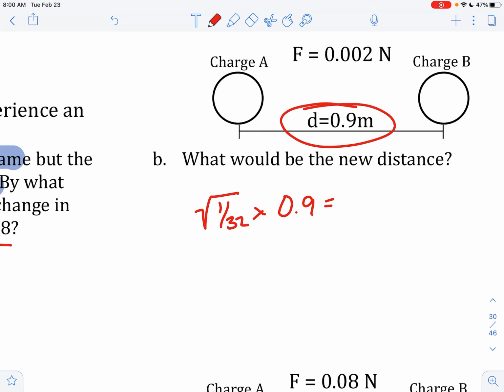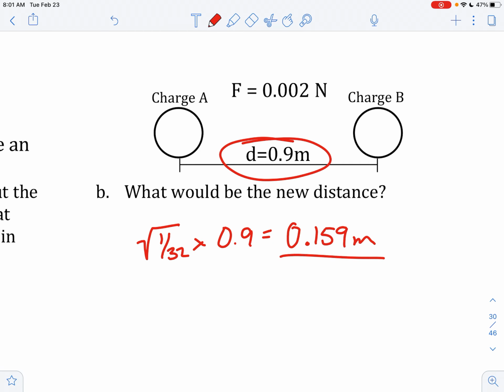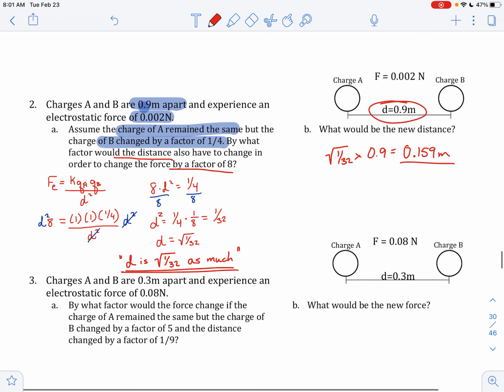If you stick around, you'll get the answer here. I'm not going to spend my time trimming and putting two videos together later. The square root of 1 divided by 32 times 0.9 is 0.159 meters. So there is our new distance. And there you go.